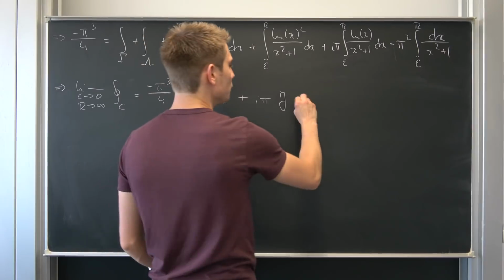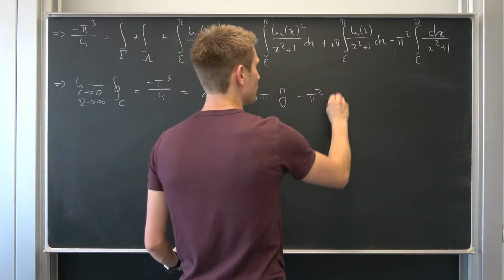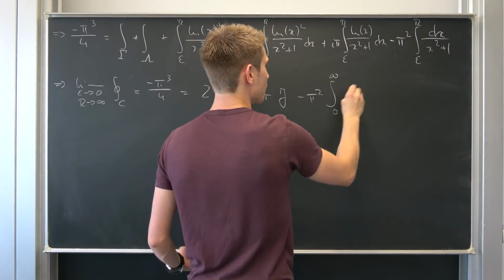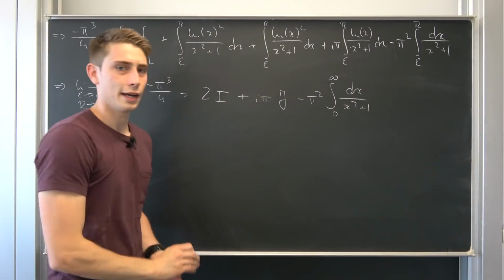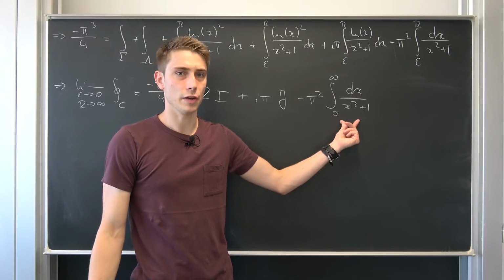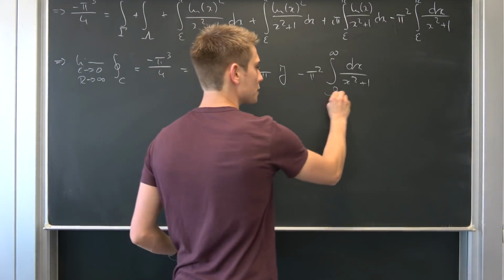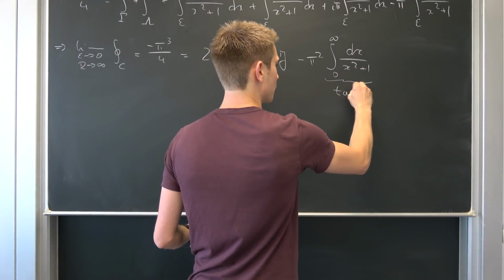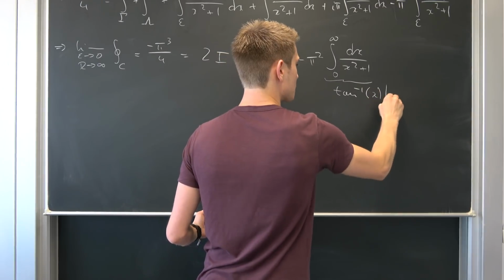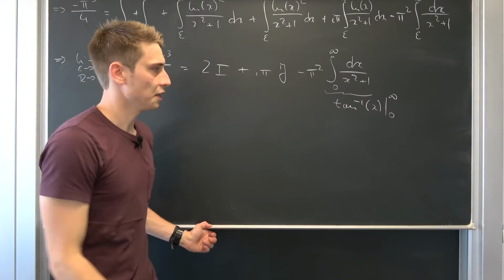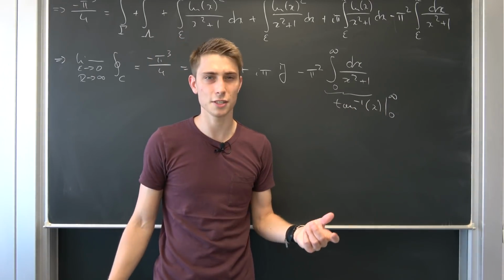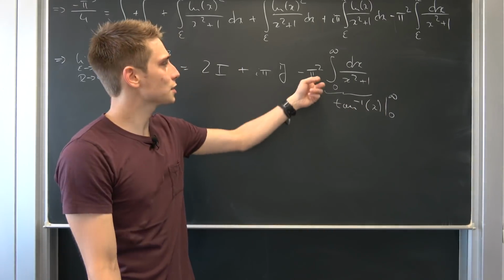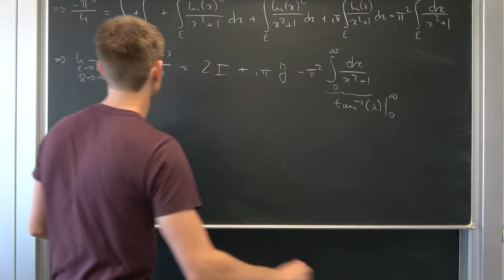And also this integral, negative pi squared times the integral from 0 to infinity of dx over x squared plus 1. And you see, this right here is really easy to evaluate. This is just the inverse tangent of x in the limits from 0 to infinity. And well, inverse tangent of 0 is just 0, and the inverse tangent when x approaches infinity is just pi over 2. So this is just pi to the third power over 2.